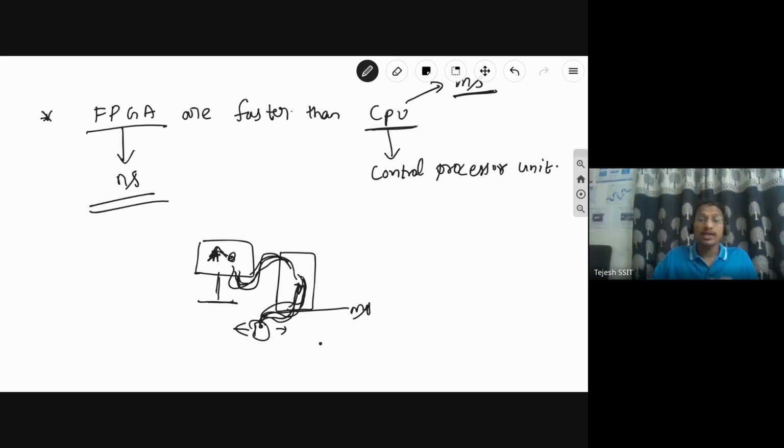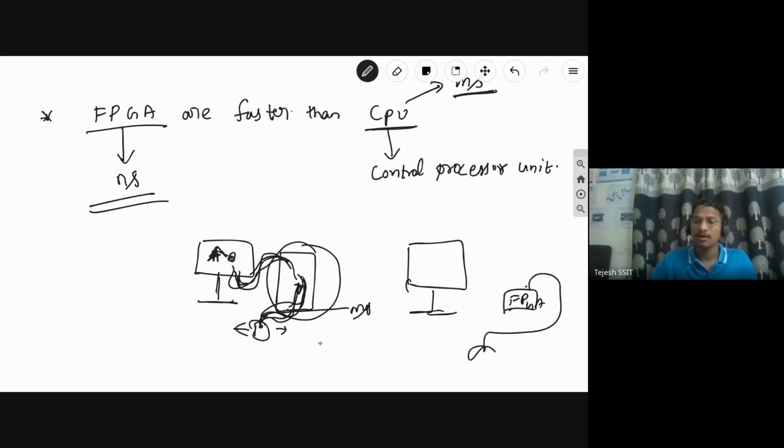But in the CPU's place, we can connect an FPGA. We can connect one FPGA board between the mouse and the monitor. So it acts faster than a CPU.